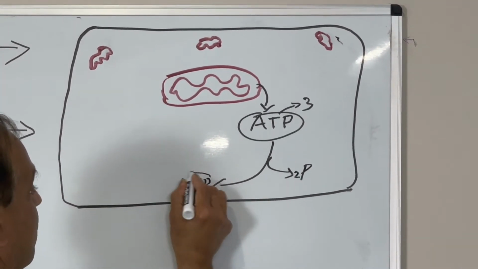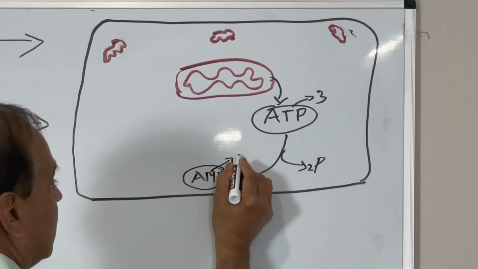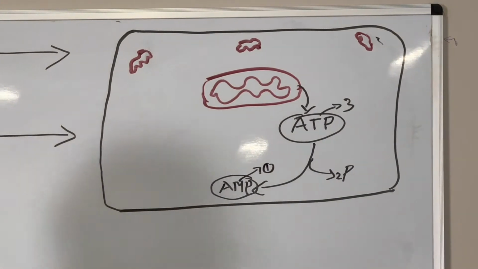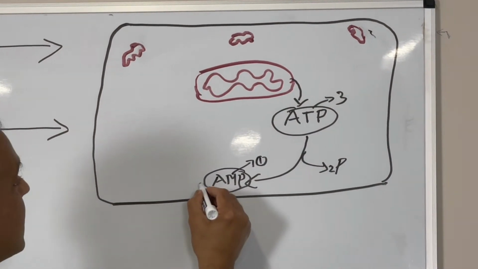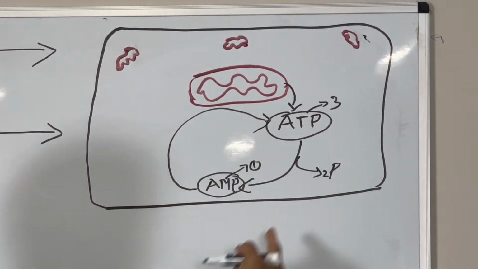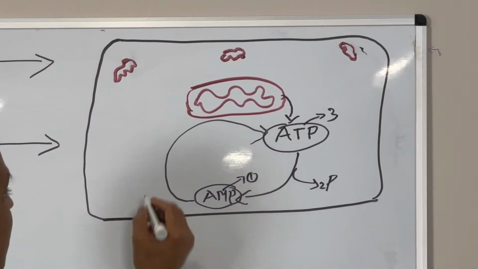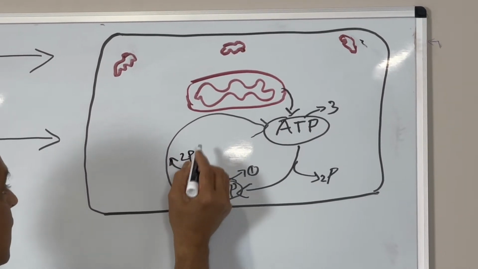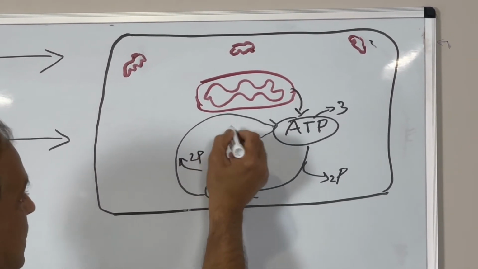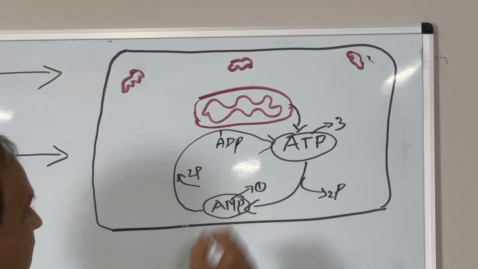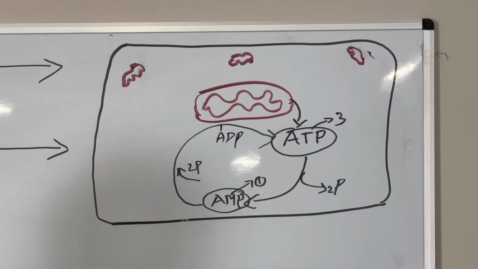MP is monophosphate, which is only 1 molecule. Now once it becomes 1 molecule, I told you that this goes back to make more ATP. The body is recycling by adding phosphate, again 2 phosphates, through an in-between process called ADP, which is diphosphate. So monophosphate, diphosphate, triphosphate. This is what we talked about.